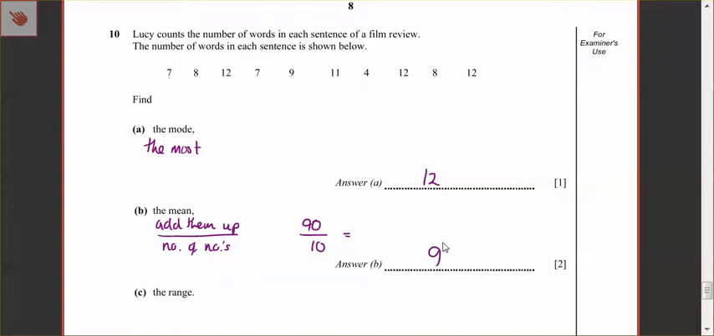The range is subtracting 12 and 7? No, see, you just took either end. This is the maximum, but the range is from maximum to minimum. So the minimum is the 4. So 12 minus 4 makes 8. So that's the range.